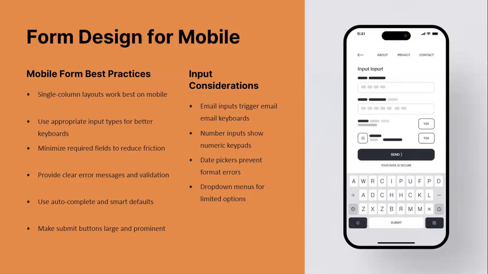Minimize required fields to reduce friction. Yes: username, password, sign in, or you want to post. Space for posting, then maybe a button to attach an image. Very simple, nothing unnecessary. Provide clear error messages and validation.